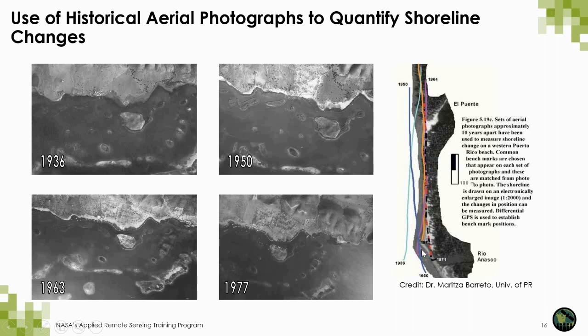On the right here, we see a GIS analysis of shoreline changes in the island using images from these same years, that show the retreat in particular of the coastline along the west coast of the island. In this case, as a result of both sea level rise, but also tectonic activity.